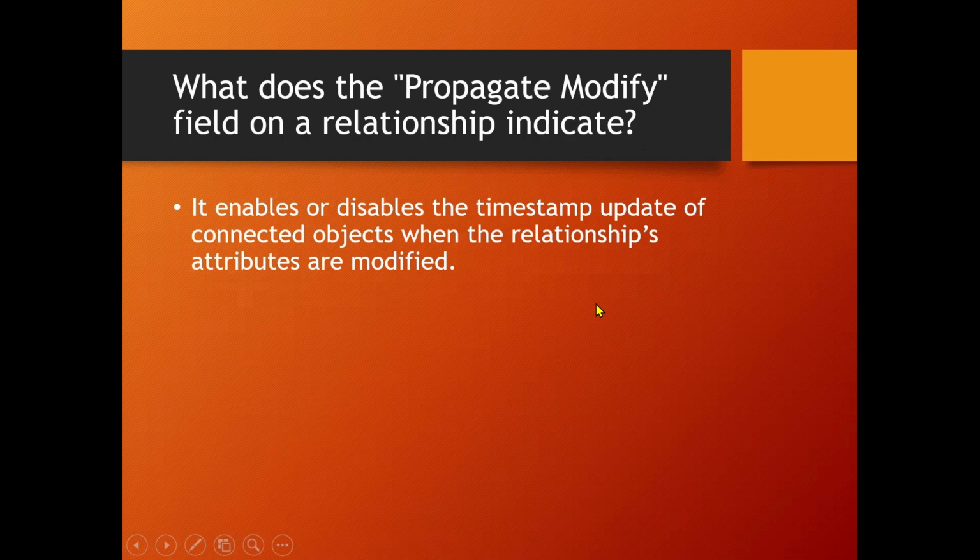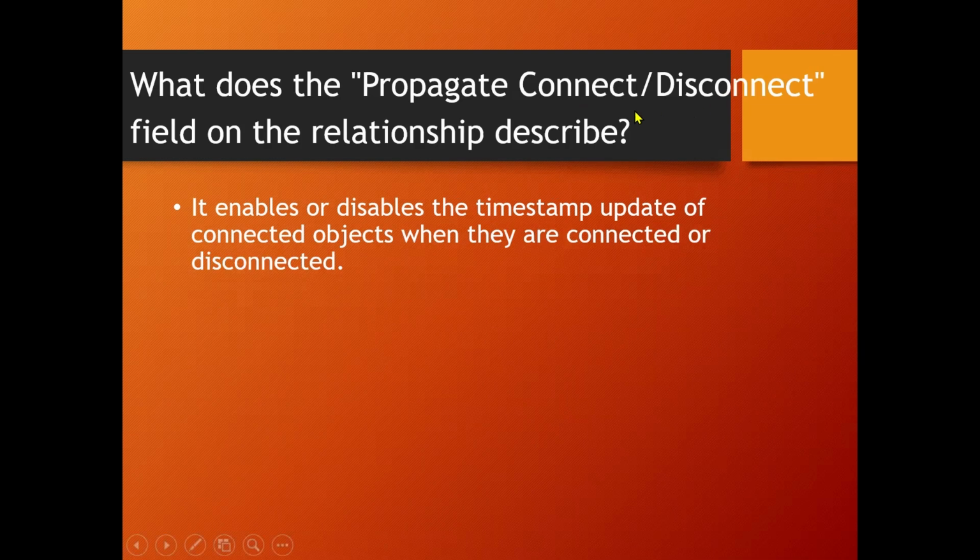based on our requirement. And similarly, we'll have the second setting, propagate connect and disconnect. So the next question is, what does the propagate connect or disconnect field on the relationship indicate? So it enables or disables the timestamp update of the connected object when they are connected or disconnected. So here, instead of the relationship attributes getting changed, the connection itself is getting connected or disconnected. So whether the timestamp of object A and B should get modified or not is governed by this setting.